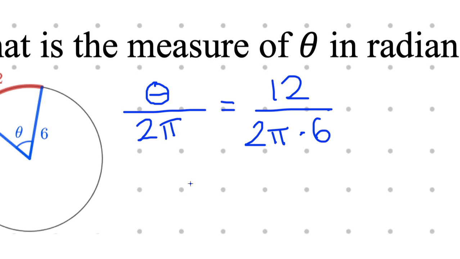It's a copy. Sergio, question. Can you cancel 2 pi and 2 pi? You can indeed. You can multiply both sides by 2 pi, essentially is what you're doing. Multiply the right side by 2 pi, multiply the left side by 2 pi, and the 2 pi's are gone. I'm left with theta is equal to 12 over 6.